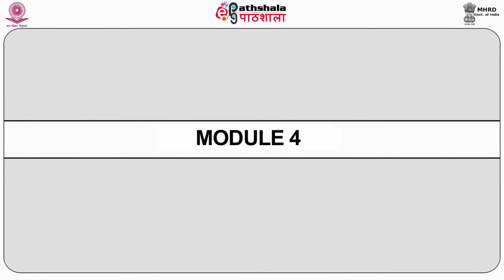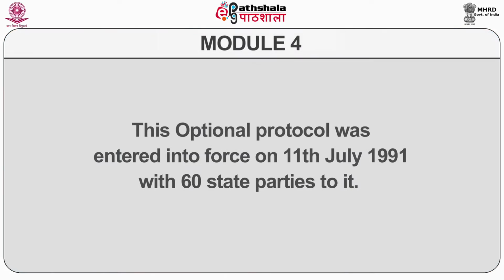This is Module 4. This module will give an understanding of the purpose of the optional protocol and its effect and applicability. Students, after studying this module, are expected to have an elementary understanding of the text of the optional protocol and its scope. This optional protocol entered into force on the 11th of July 1991 with 60 state parties to it.